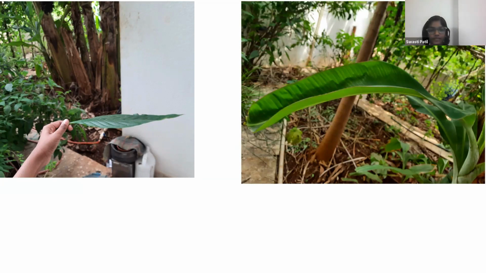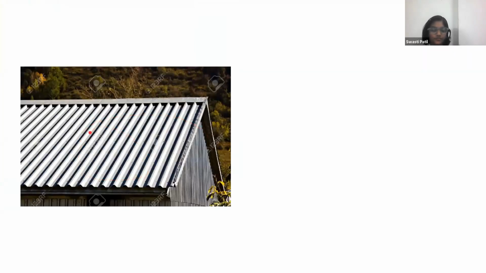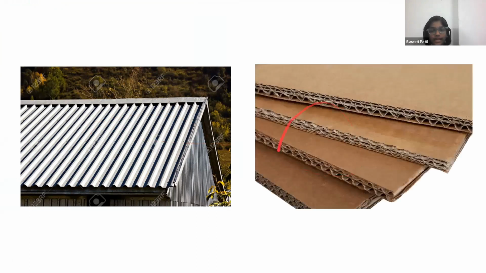Now let's see where we use these two. This is a roof, and you can see that it's wavy. So this waviness gives the roof more strength. And these are some cardboards. You can see that there are some wavy papers inside it. If you tear the cardboard, these wavy papers are very thin. So even when they're thin, the cardboard is very strong, right? So the waviness also gives the cardboard more strength, and it also helps the cardboard to stay straight.